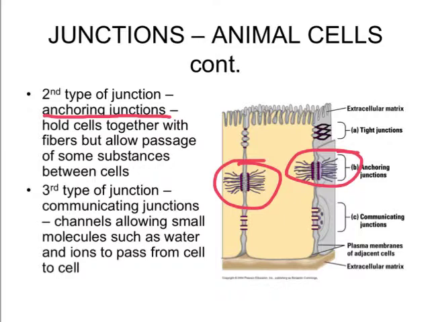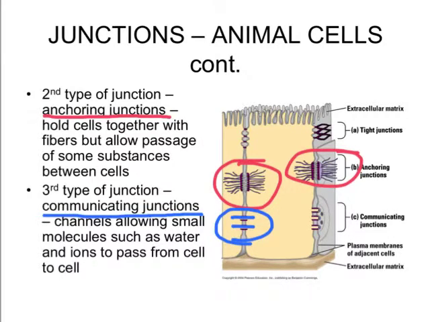Now the third type is a communicating junction, and that's basically kind of like a tunnel between two cells. So water and ions and proteins and stuff can pass from cell to cell, so they can kind of share each other's resources in a sense. So the communicating junctions are kind of like this. So they're little tunnels between cells that they can pass substances through.